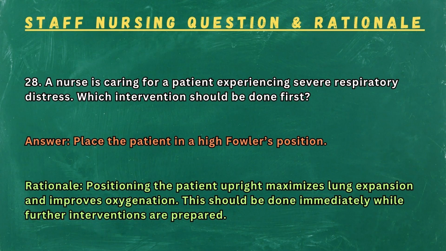Which intervention should be done first? Answer: place the patient in a high Fowler's position. Rationale: positioning the patient upright maximizes lung expansion and improves oxygenation. This should be done immediately while further interventions are prepared.